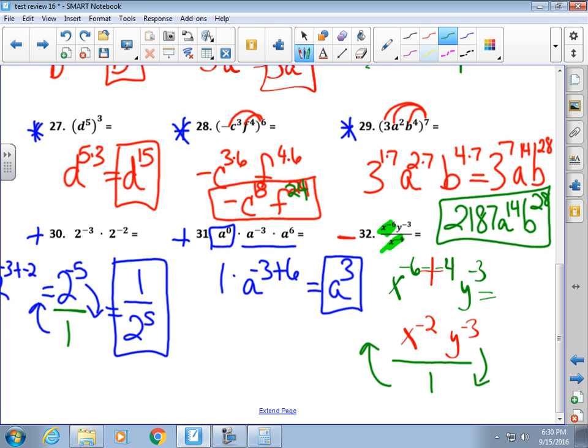And each one of these that has a negative, I need to flip down. So x to the negative 2 has to go down, and y to the negative third has to go down. So 1 over x squared y cubed. If one of these was positive and one was negative, you would keep the one that's positive at the top and bring the other one to the bottom. Okay?